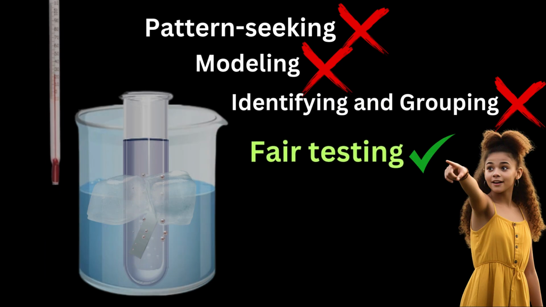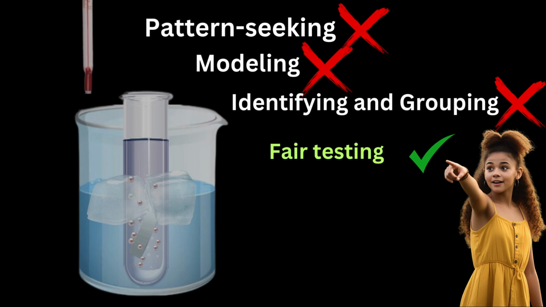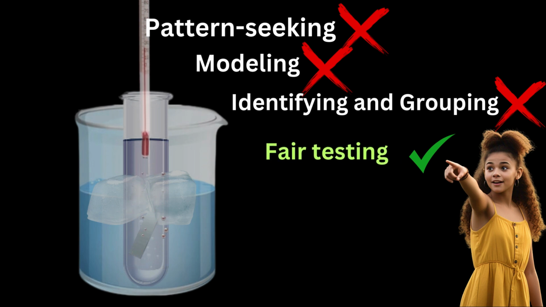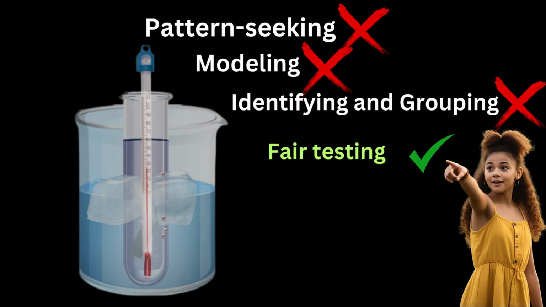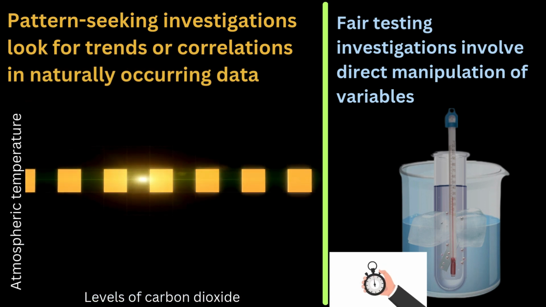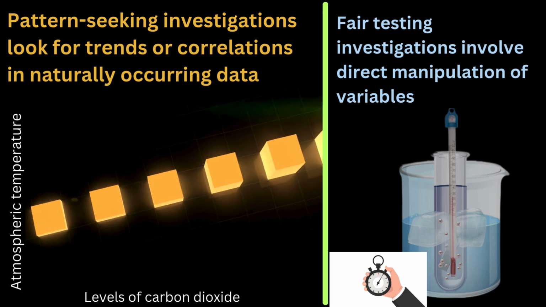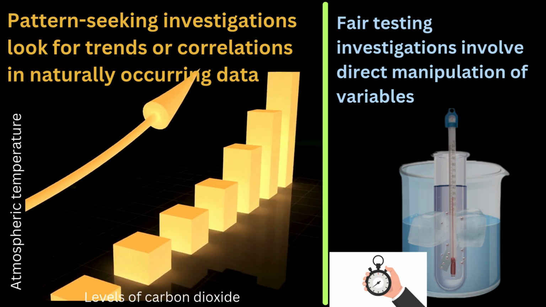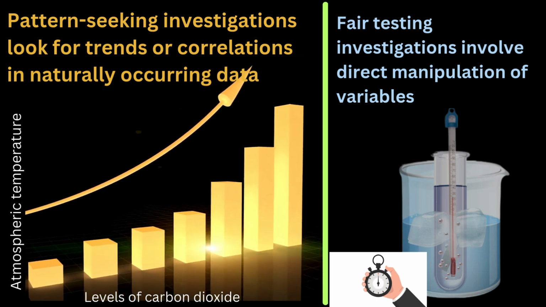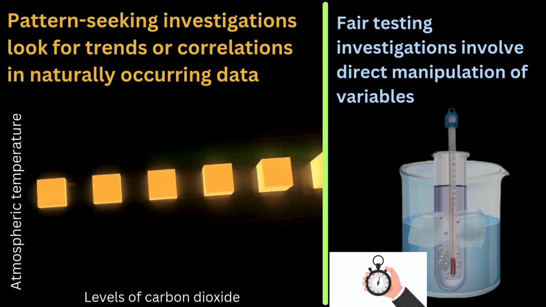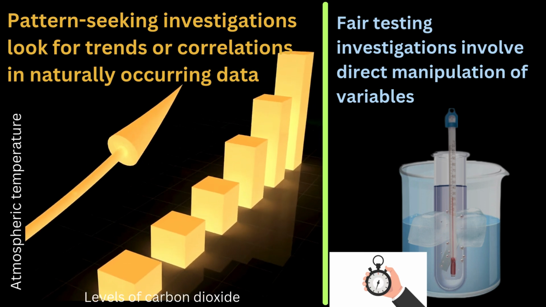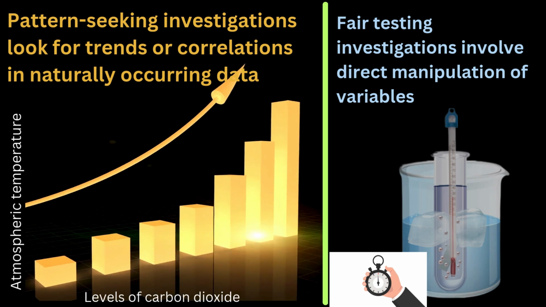Other types of investigations, such as pattern seeking, modeling, or identifying and grouping, are not appropriate for testing this hypothesis, because they do not provide a controlled way to establish a cause and effect relationship between temperature and reaction rate. Pattern-seeking investigations look for trends or correlations in naturally occurring data, but do not involve direct manipulation of variables. In this experiment, we need to deliberately change the temperature and measure its effect on the reaction rate, which pattern-seeking does not allow.